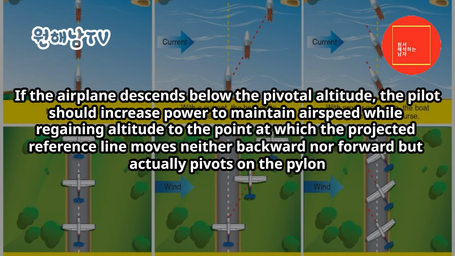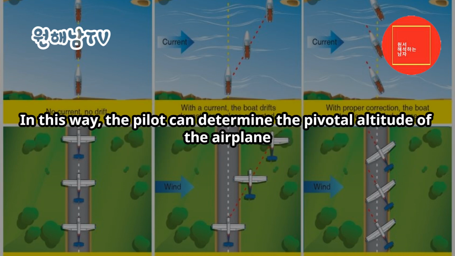If the airplane descends below the pivotal altitude, the pilot should increase power to maintain airspeed while regaining altitude to the point at which the projected reference line moves neither backward nor forward but actually pivots on the pylon. In this way, the pilot can determine the pivotal altitude of the airplane.